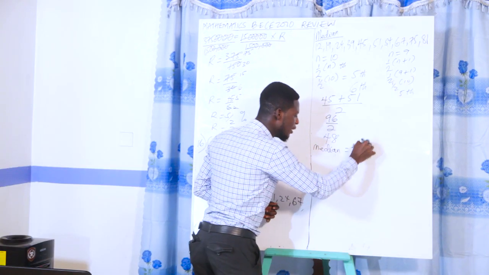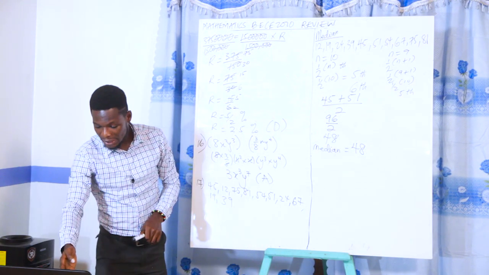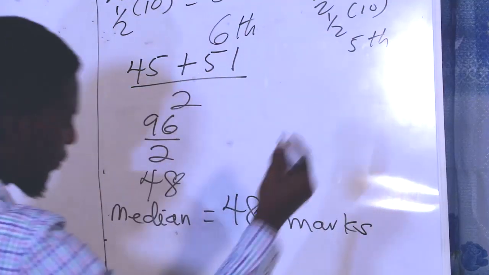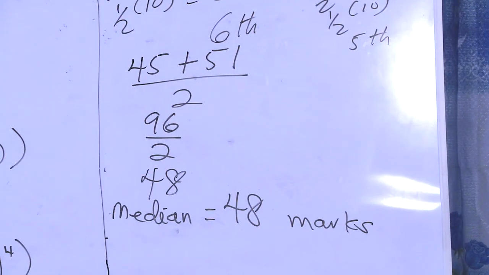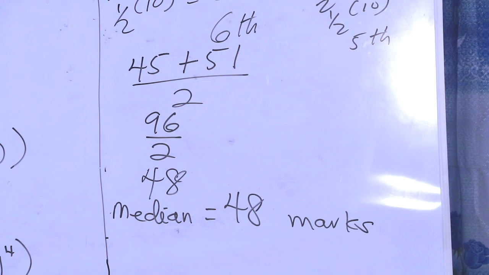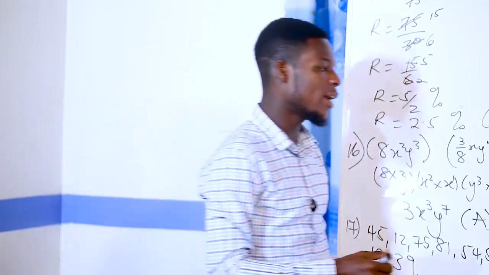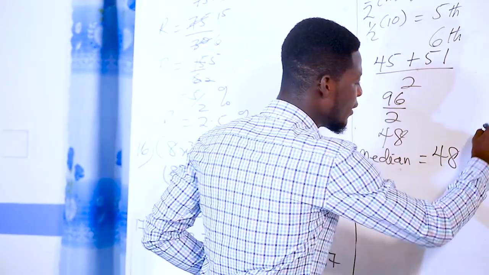Which means that the median is 48. According to the question, it scores, so 48 marks. Let's get our possible answers. We have A 39, B 48, C 51, and D 54. So the correct answer is B 48.